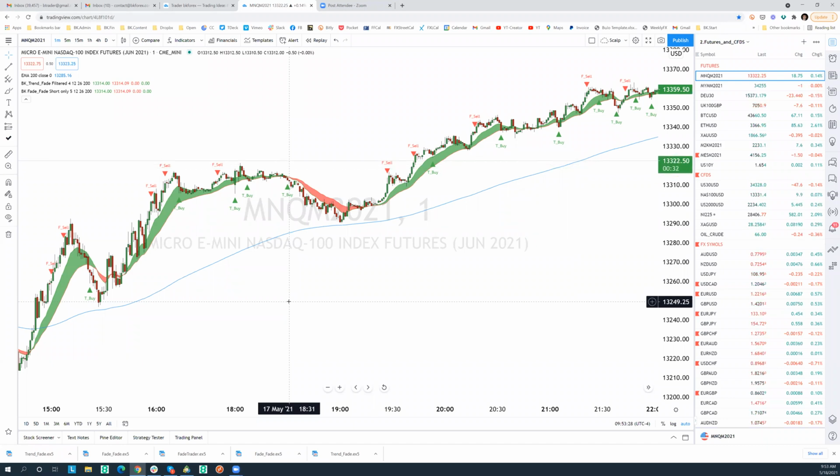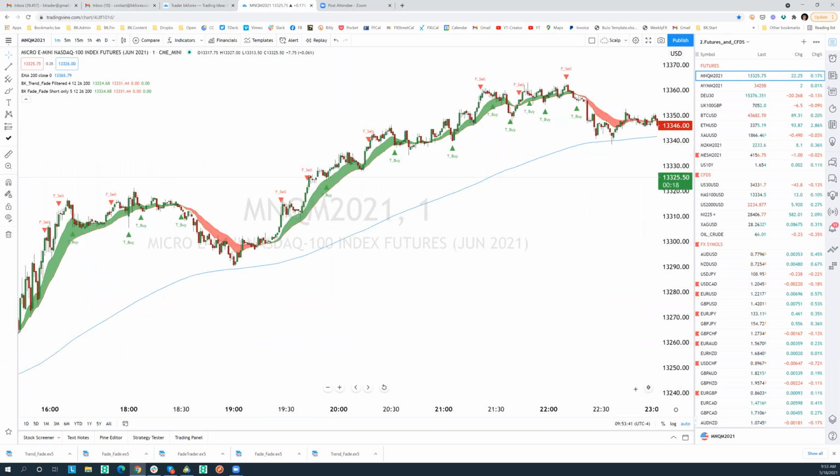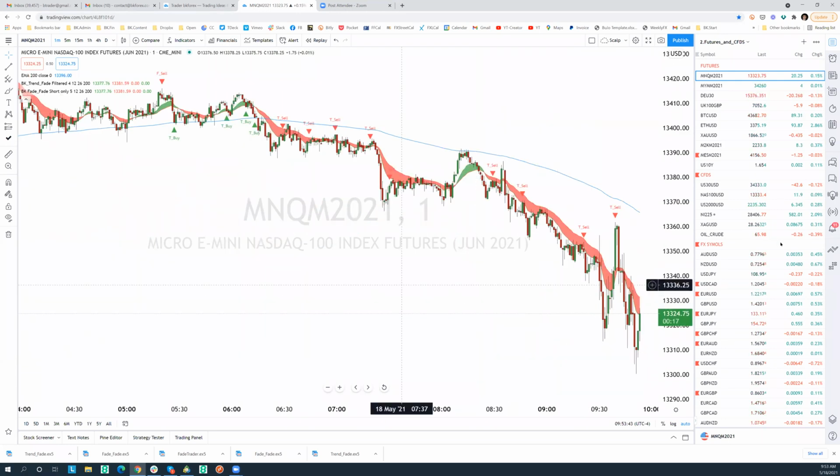It's both a way to trade a slice of time or session of time, and a way to trade both sides of the market intelligently. Does that make sense to everybody? I think this is sort of the best of both worlds that I can show you.